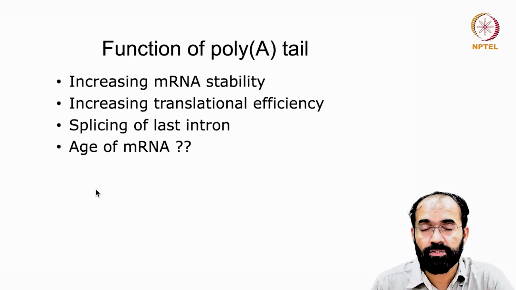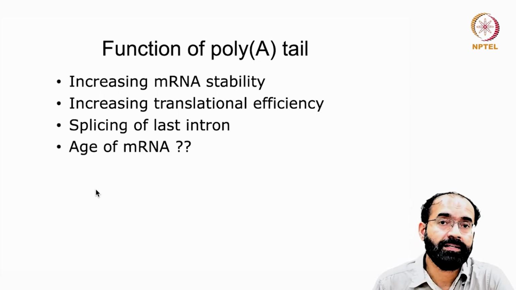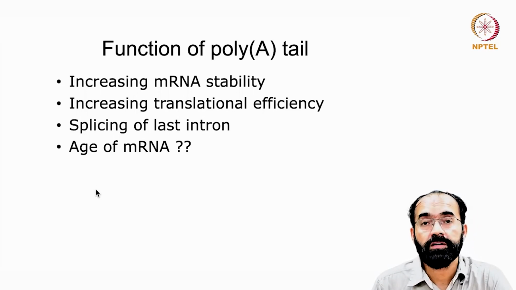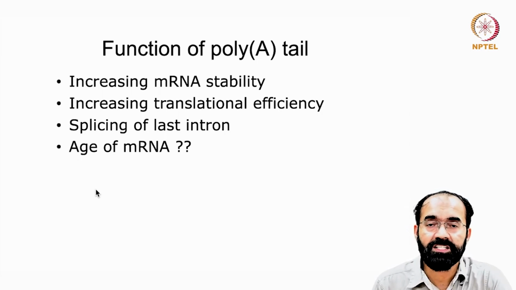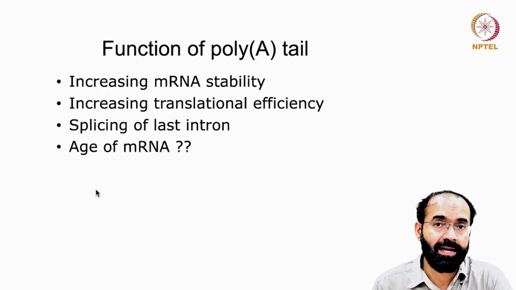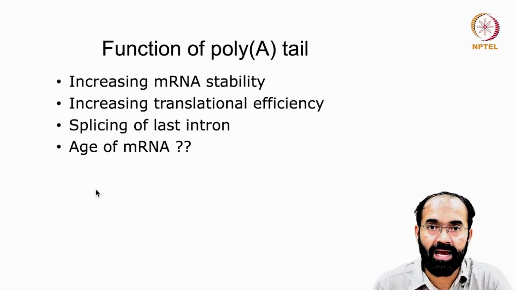And the poly A tail is also considered to be holding the information to give the system an idea of how old the RNA is. Sometimes an RNA may not degrade, but if it is too old, it is vulnerable to mutations. It may have some errors. So old RNA must be degraded. So who will tell the age of an RNA? The poly A tail is supposed to give information about the age of an RNA.